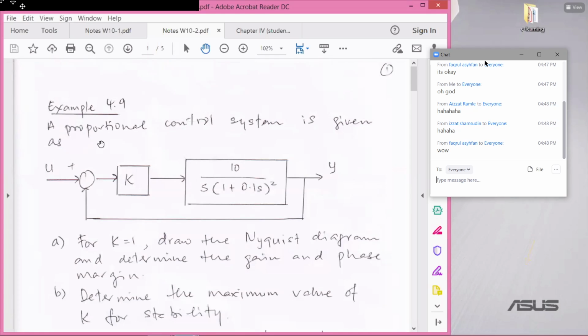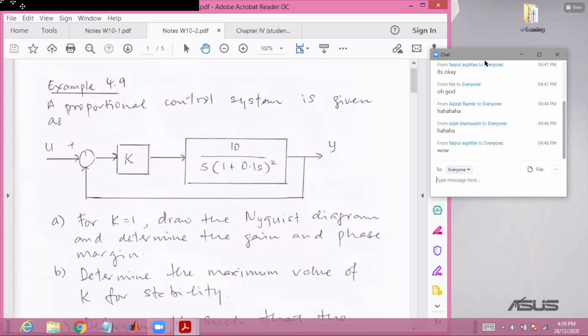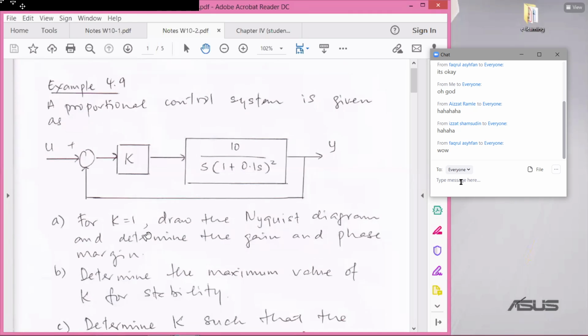A proportional control system is given as follows. So you have this feedback control system with a proportional controller gain k. The value of k is not given. So you're going to be given a specification, and then you need to determine the value of k such that the specification is met. This is quite a nasty question to solve in the exam, because you have a limited amount of time. Anyway, this is not really a big problem.